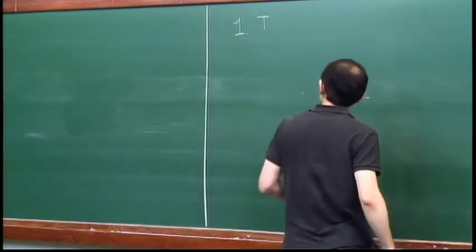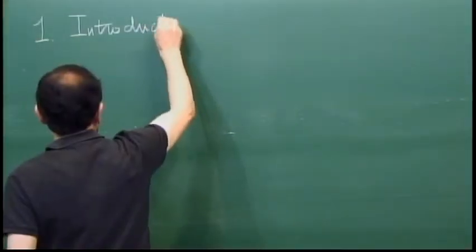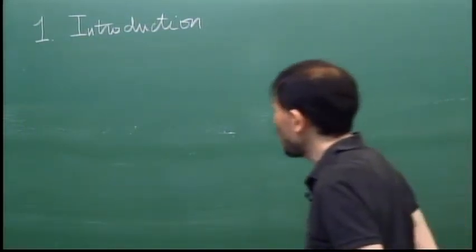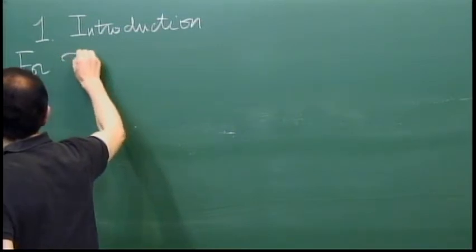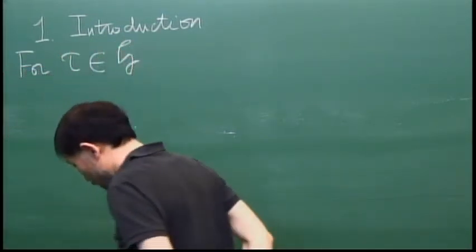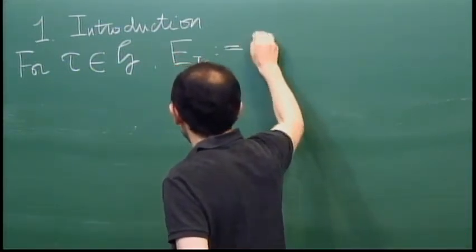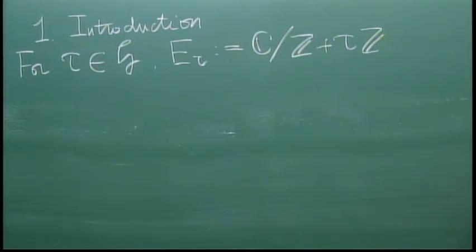As an introduction, I would like to talk about analytic torsion of an elliptic curve. Then I want to explain what I want to do in my talk today. For tau in the complex upper half plane, I define E tau as the complex torus whose periods are 1 and tau.